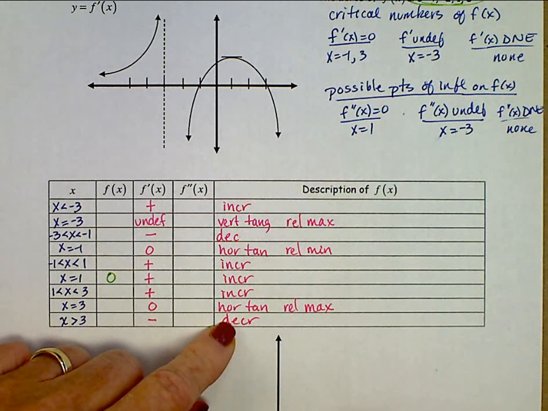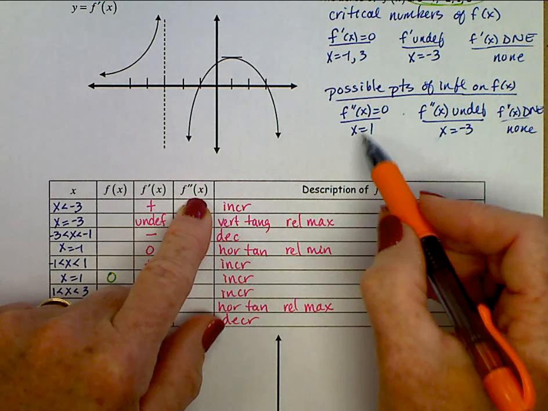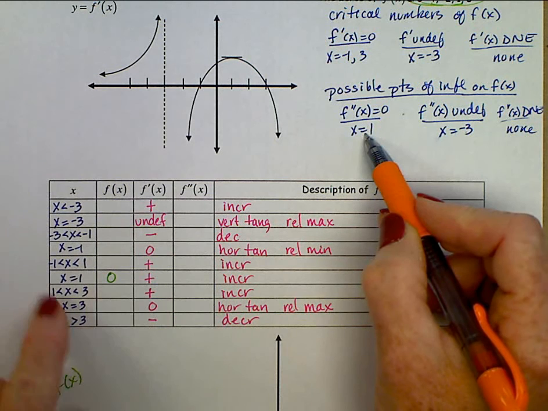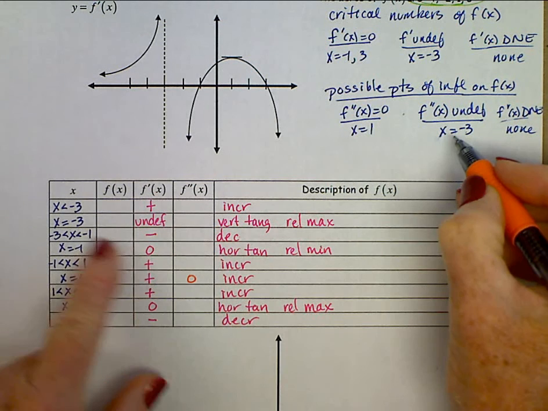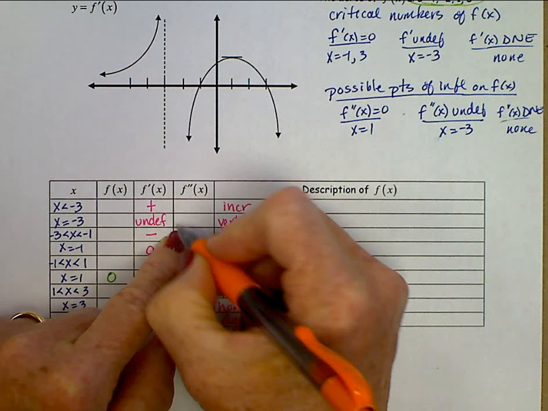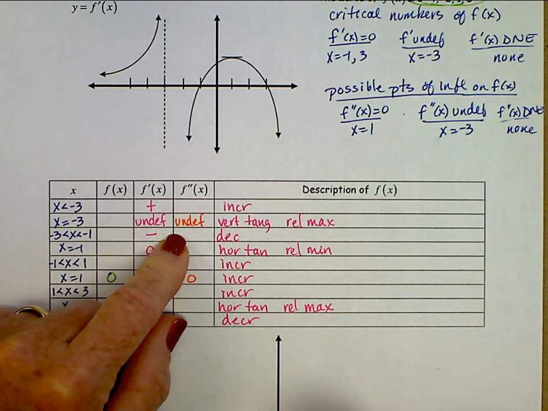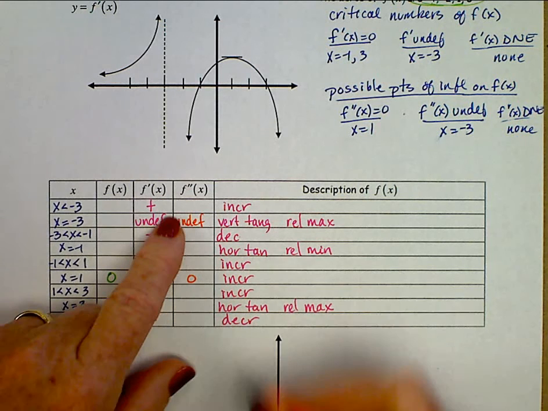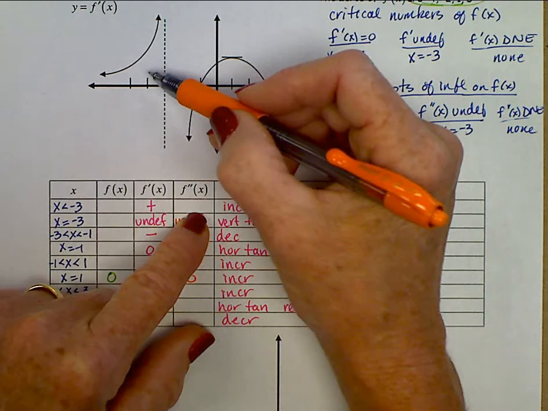Now let's go fill out f double prime. And let's see, first off, we know that at x is 1, f double prime is 0. And at x is negative 3, f double prime was undefined. All right, let's look here. F double prime is slopes of tangents of f prime.